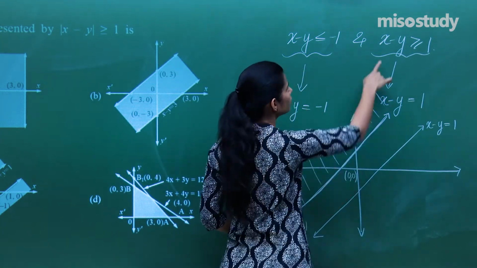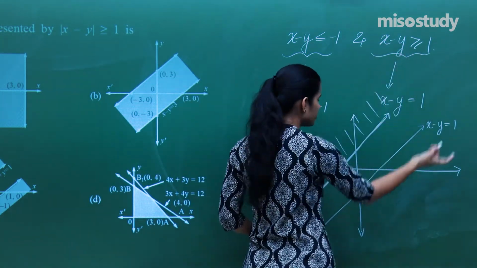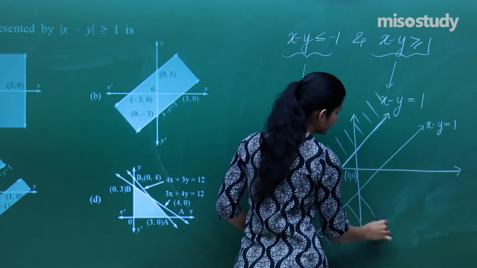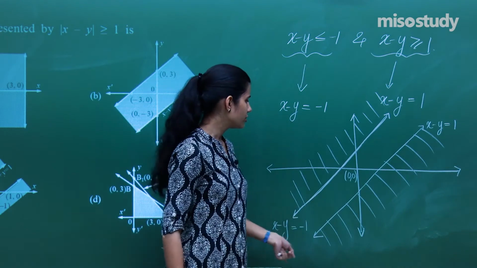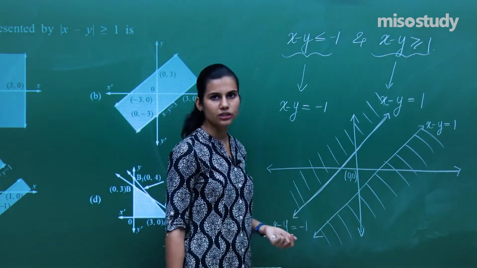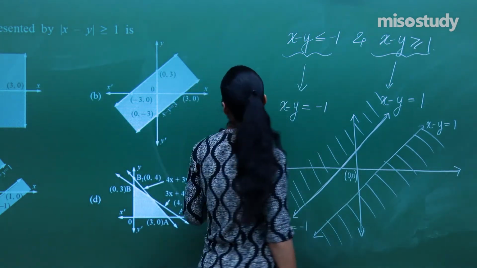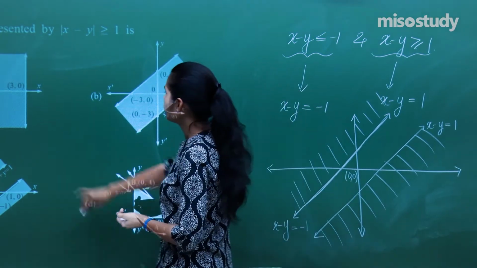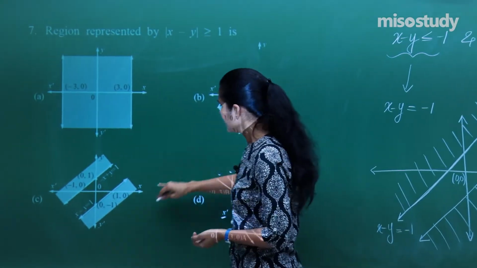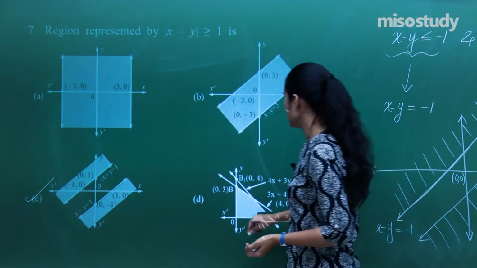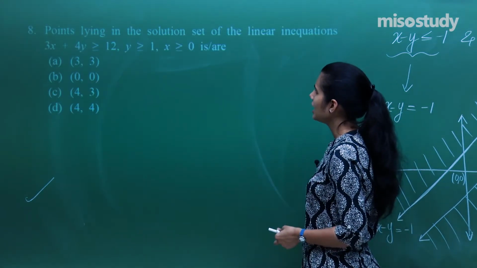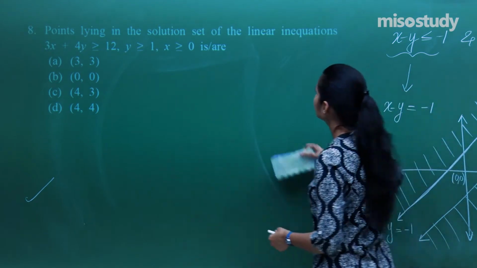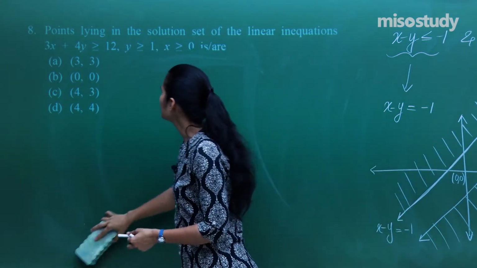If you put in 0, 0, you get 0 is greater than 1, which is wrong. So go to the other side. And this is the region which is the lines as well as the shaded region represented by mod of x minus y greater than or equal to 1. No, it's not this. No, it's not this. Yes, it is this. And no, it is not this. Clear?